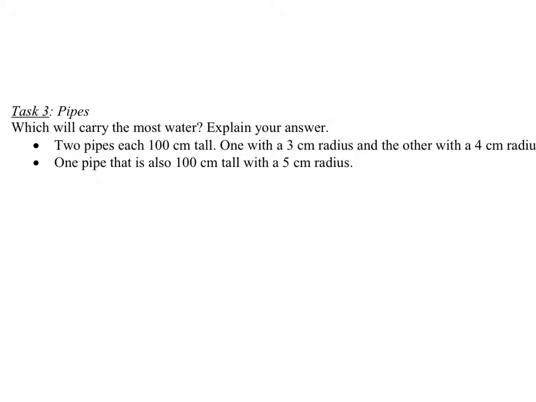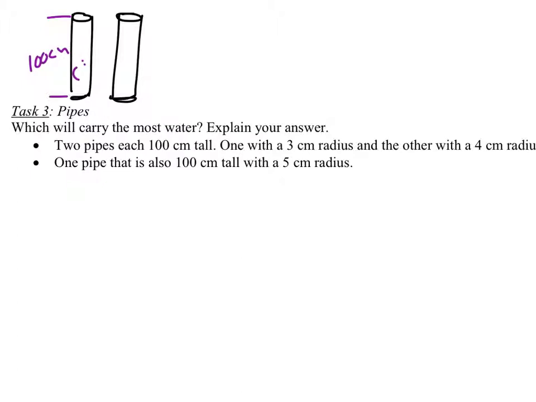So let's look at the 2 pipes first. Together, that's 7. 7's bigger than 5. All right, so let's draw these out. We got this pipe right here, and then we got the one that's just a little bit bigger right here. These would be the 2 pipes. So these are 100 centimeters tall, both of them. And then one has a radius, we'll say that this one has a radius of 3 centimeters. And this one has a radius of 4 centimeters.